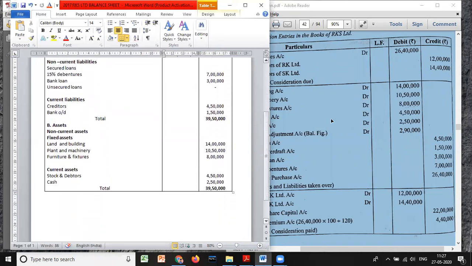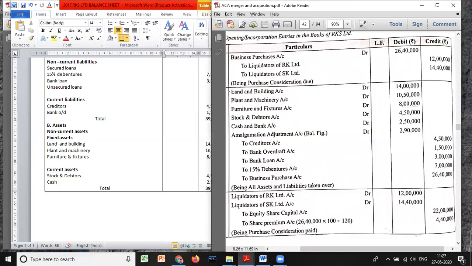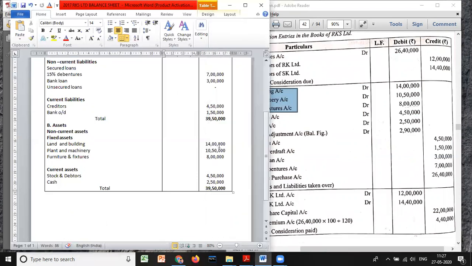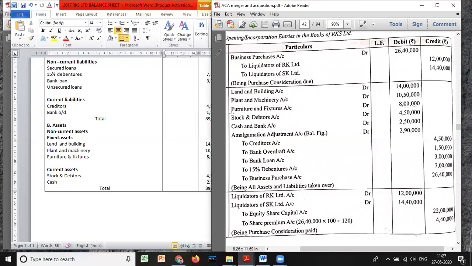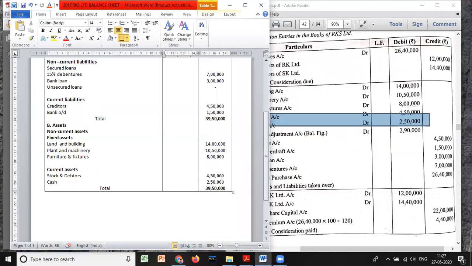We'll go to assets. Under assets, look at here. These 3 are non-current: 14 lakh, 10 lakh 50 and 8 lakh. And these 2 are current. So under current, stock 4 lakh 50 and cash 2 lakh 50. If you total, the amount will be 39 lakh 50,000. So the balance sheet will be simple.